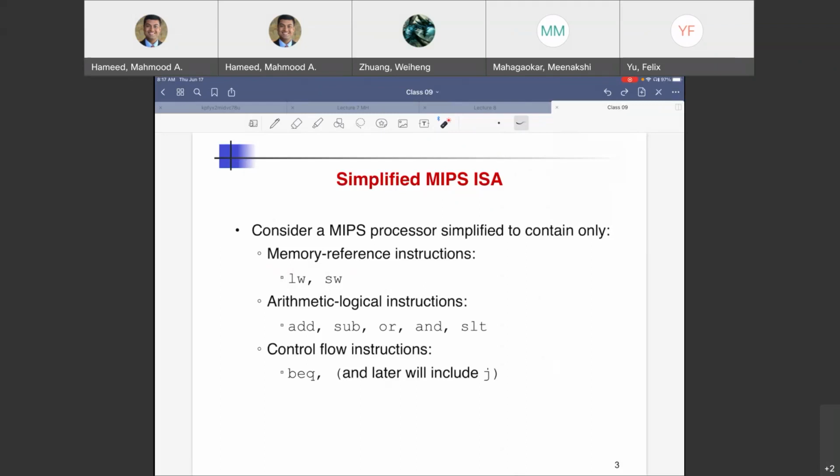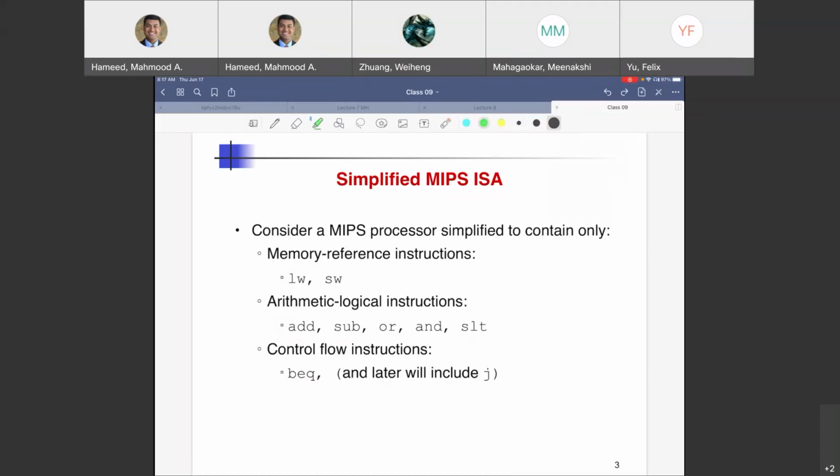Next, arithmetic logical instructions: add, subtract, or, and, and set on less than. These are the arithmetic or logical operations that we'll include in our simplified MIPS ISA. And then one control flow instruction, which is branch when equal. Compare the contents of 2 registers, and if they're equal, branch. If they're not equal, just do PC plus 4. And we'll include jump later.